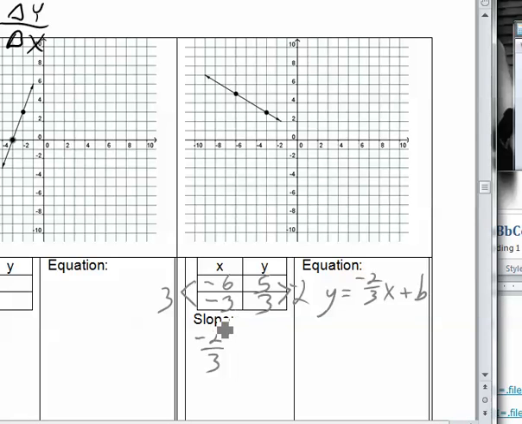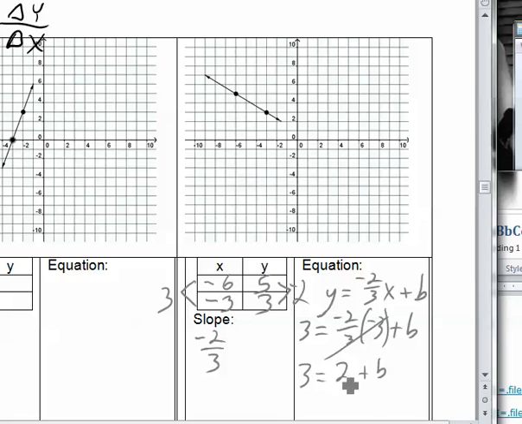Okay, so now what we're going to do is take our -3 and put it into the spot. So x is -3 and y is 3. So 3 equals -2/3 times -3 plus b. Now I know that looks complicated, but this is just times 3, divide by 3, and those are going to cancel except for the negative. So we get 3 equals -2, it's +2, plus b.